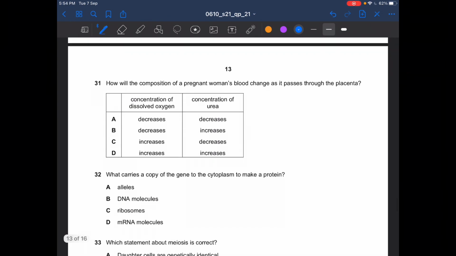Next question. How will the composition of a pregnant woman's blood change as it passes through the placenta? As it passes through the placenta, the concentration of dissolved oxygen would decrease, and the concentration of urea would increase, so the answer would be B. The concentration of urea increased because it is actually removing waste product from the fetal blood.